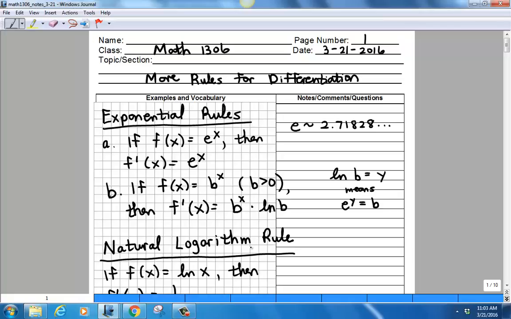Its rate of change is itself. That's the only function that has that unique property, okay? The rate of change, oh, except for, I guess, 0, is the other example of that. The rate of change is the function itself. Okay, so if your function is e to the x power, then the rate of change is also e to the x power. Okay? Again, remember e is approximately this value.